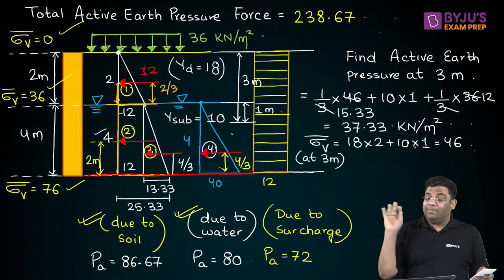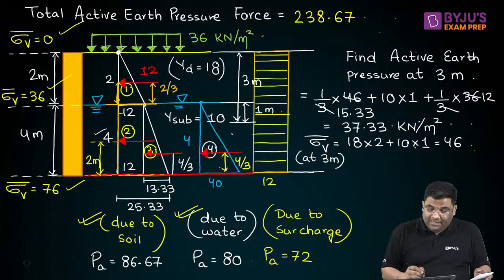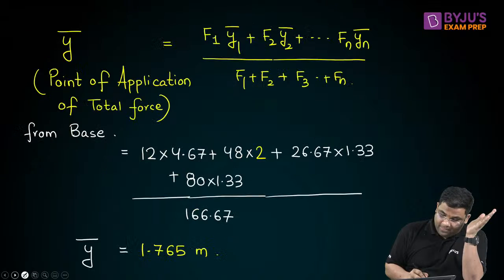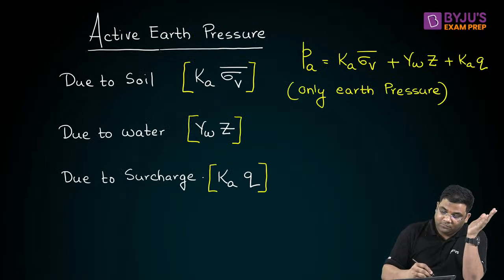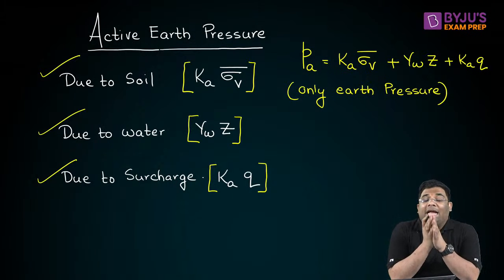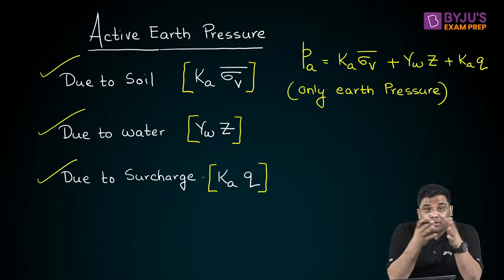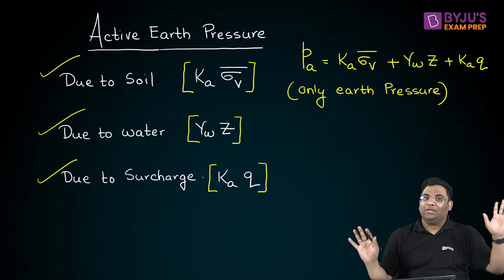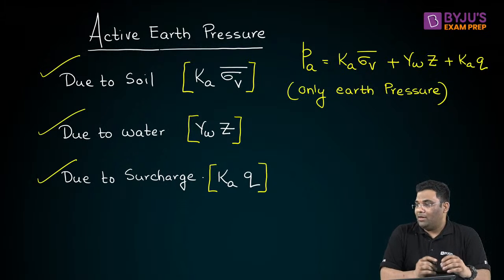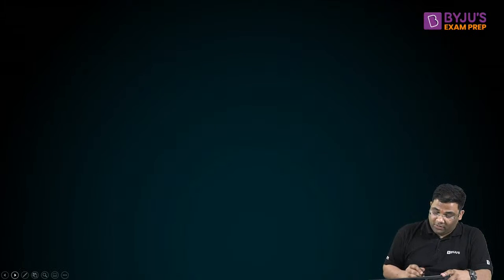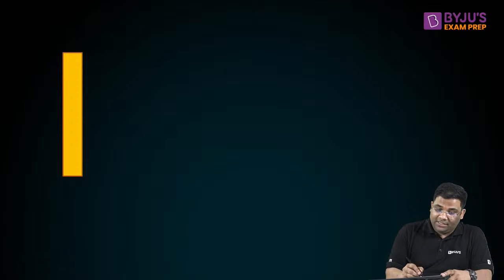So if they ask you total earth pressure, very simple: take due to soil, then due to water, and then due to surcharge. Game over. And if they ask you total active earth pressure force, draw the distribution, find out the area, and that will give the total force. So easy, no need to remember any formula. Then we'll solve another question where students face a lot of difficulty, that is for two-layered soil.